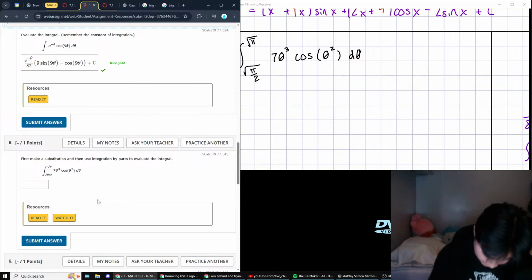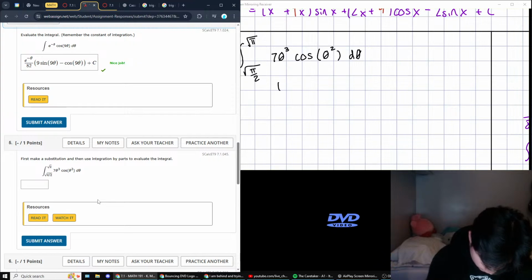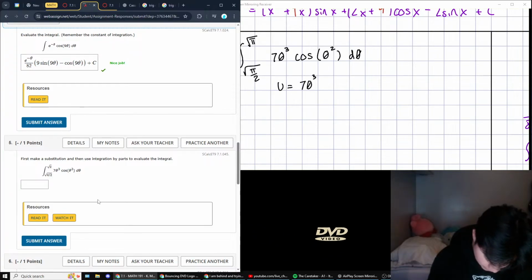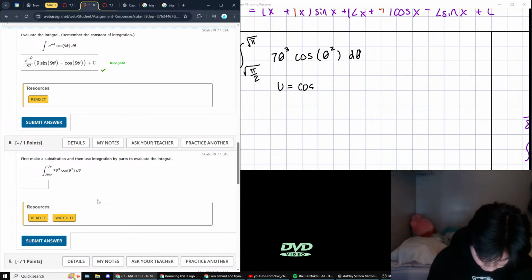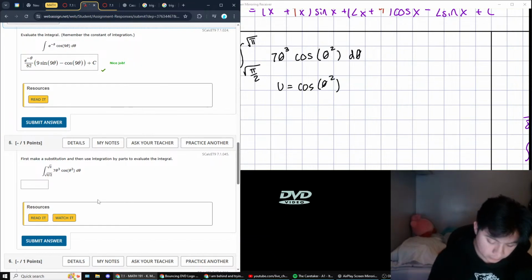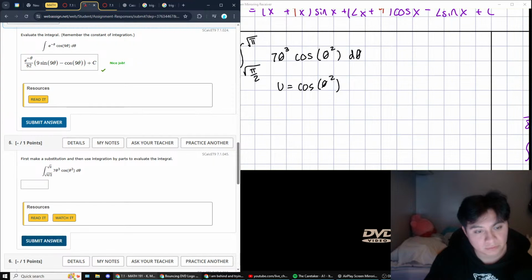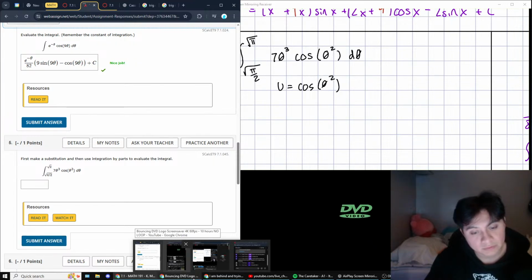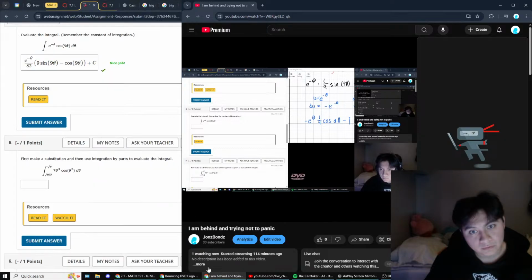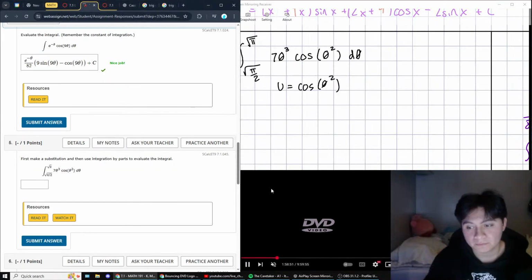So I'm gonna make u be 7 theta, and that gives me... actually I'm gonna do u be cosine. What does it want me to do? I'm gonna say u is cosine. Can I close this? I feel like I can. I can close this.